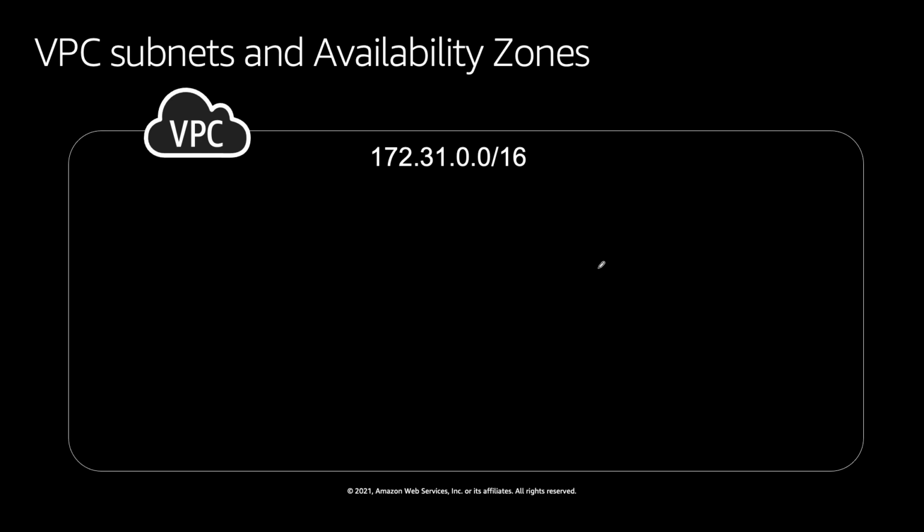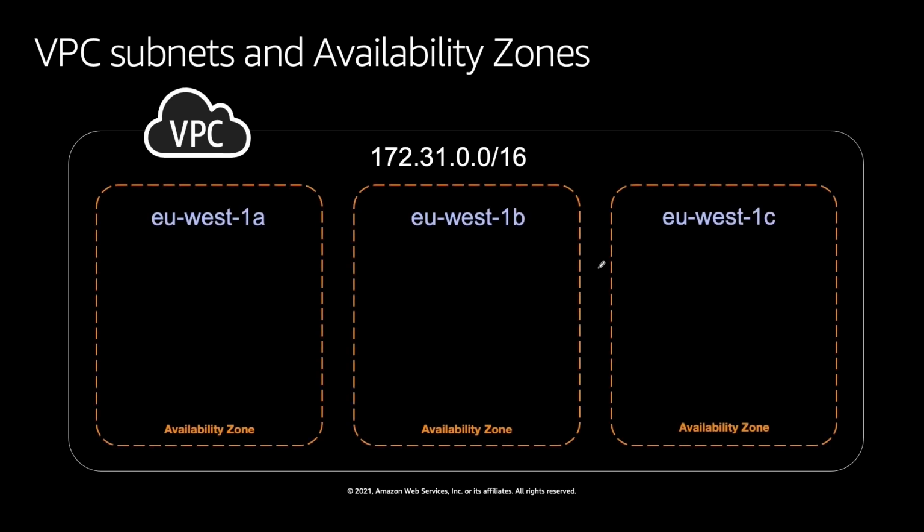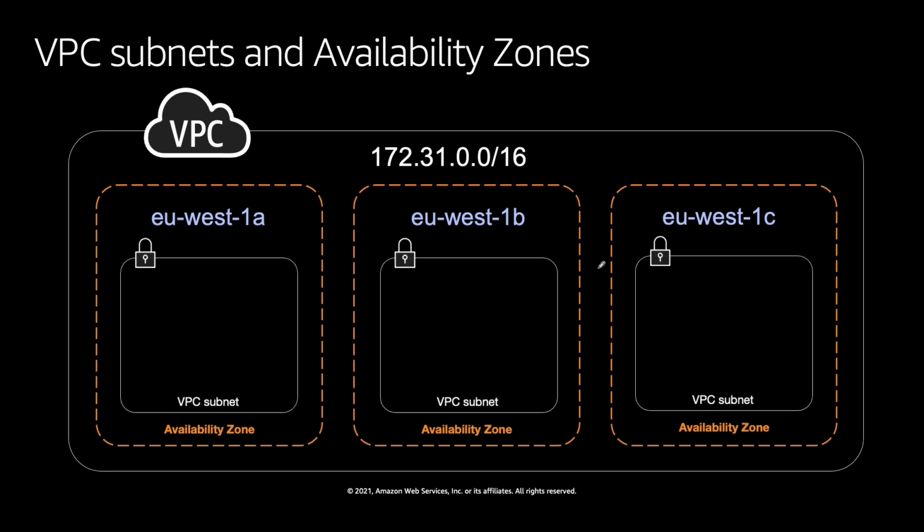You have a VPC, we have a CIDR range for our VPC, and let's assume that we have three availability zones, like EU West 1A, 1B, 1C. Now, with three availability zones, we can have three subnets, right? We can always have more than one subnet within an AZ, but let's assume that we have one subnet in every AZ.